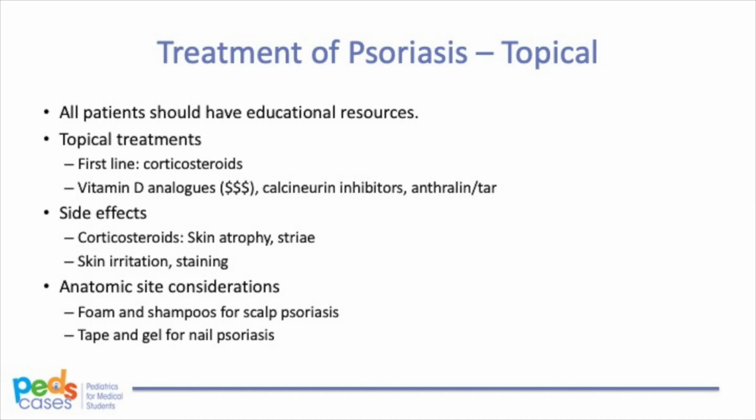For instance, scalp psoriasis can be addressed using foam or shampoo formulations of topical corticosteroids. Meanwhile, nail psoriasis can be difficult to treat as corticosteroids must be targeted to penetrate the nail plate. While corticosteroids can be injected, these are painful and undesirable. Instead, corticosteroids in tape and gel formulations can be attempted to address nail lesions.